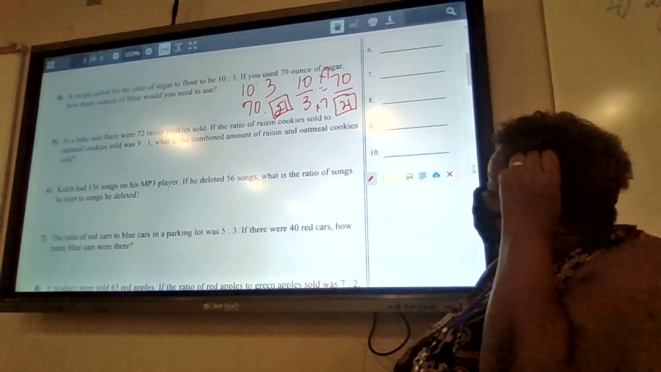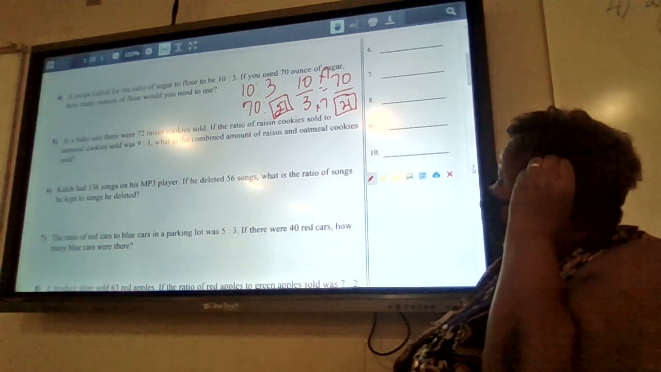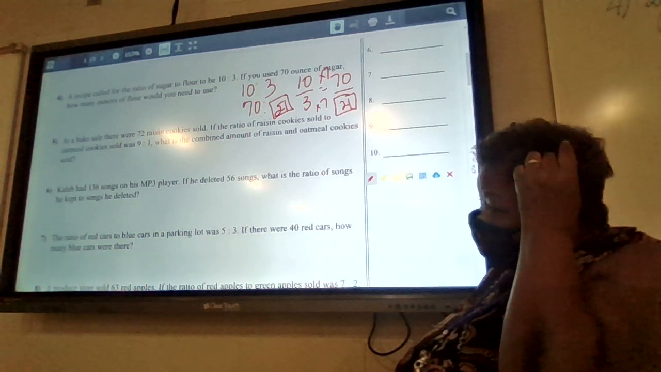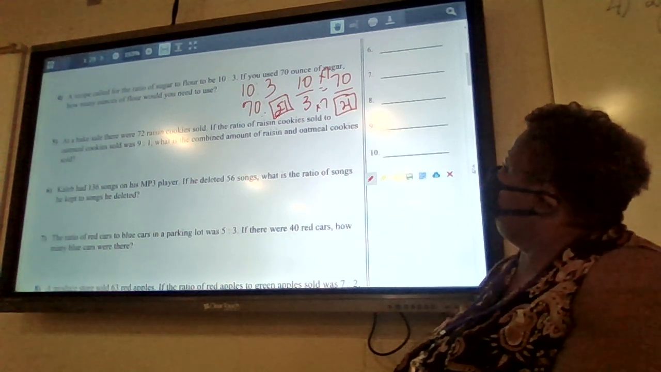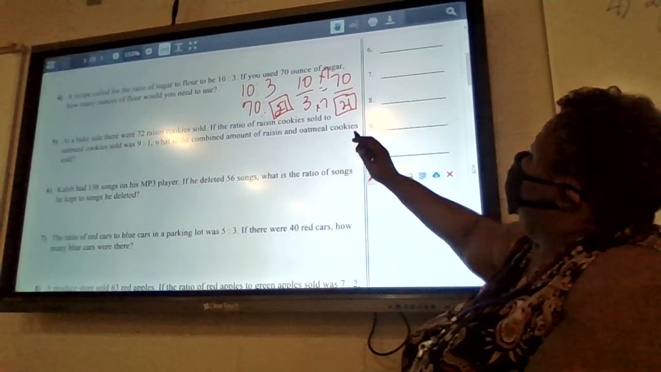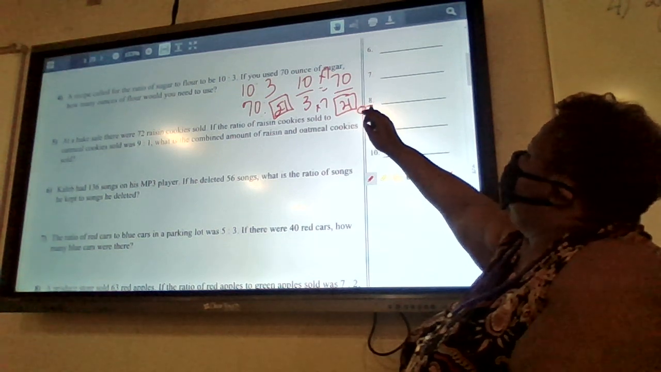Can I write just 21? Well, you want to write how to do it. You just write 21 for the answer, yeah, but you want to write how to do it. I see what you're saying. Just the abbreviation for ounces is OZ.